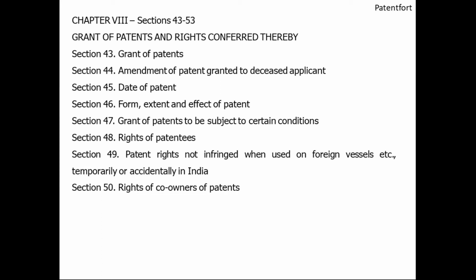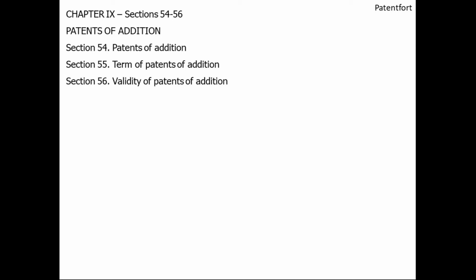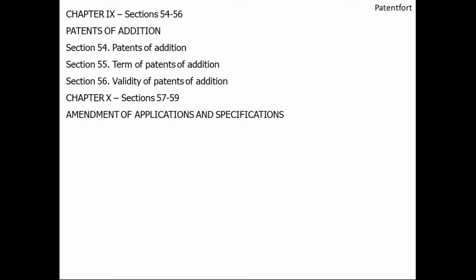Section 50 Right of co-owner of patents. Section 51 Power of controller to give directions to co-owners. Section 52 Grant of patent to true and first inventor where it has been obtained by another in fraud of him. Section 53 Term of patent. Chapter 9 Sections 54 to 56 Patents of addition. Section 54 Patent of addition. Section 55 Term of patent of addition. Section 56 Validity of patent of addition.